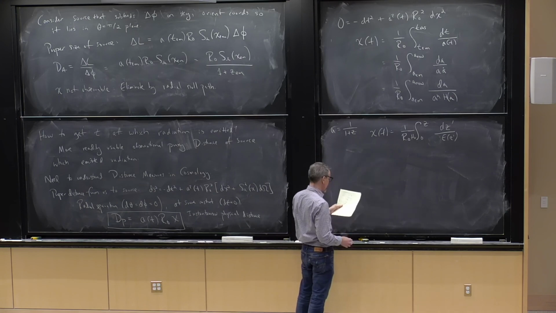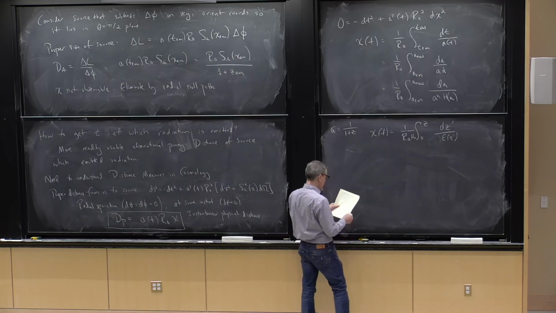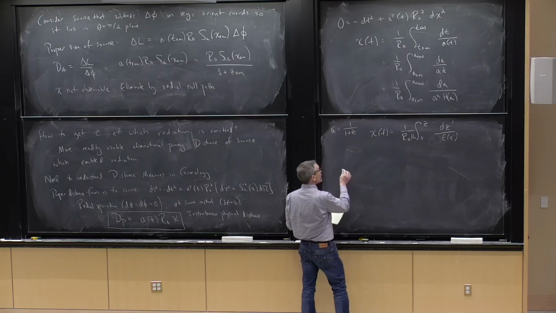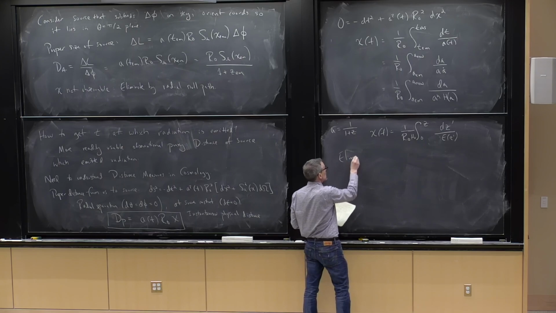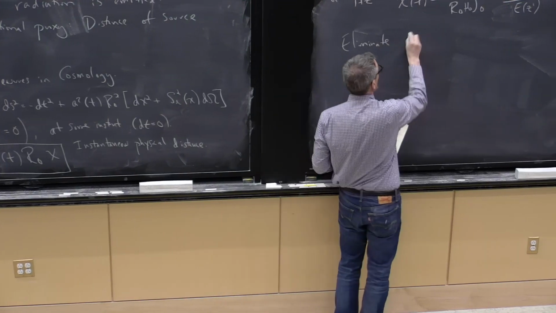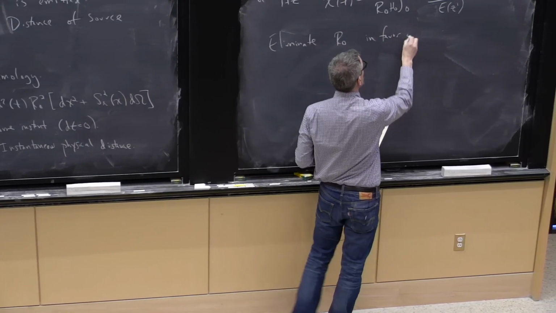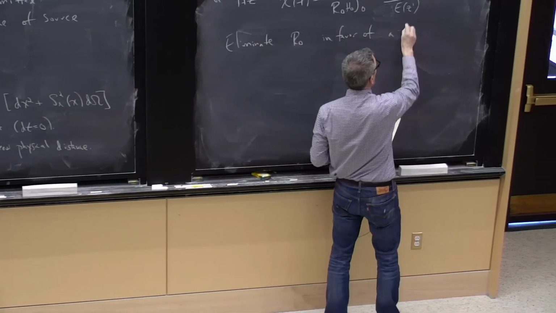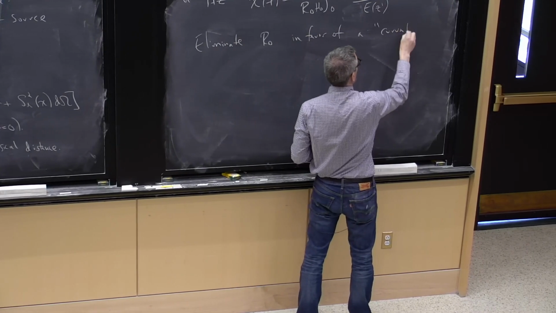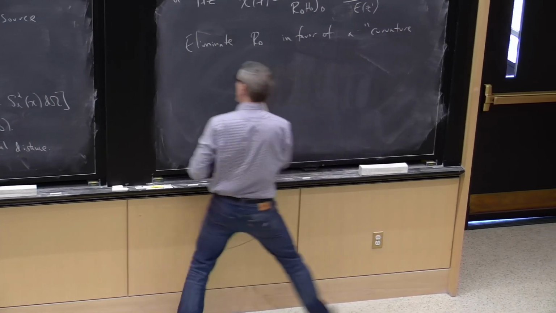R0, though, is still kind of annoying. We don't know what this guy is. So what we do is eliminate R0 in favor of a curvature density parameter.